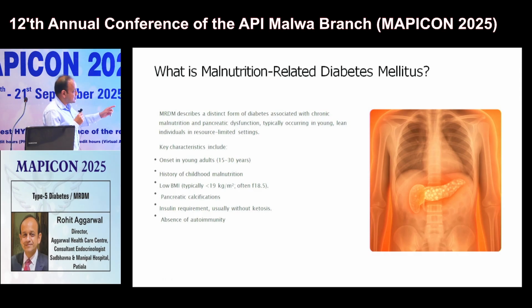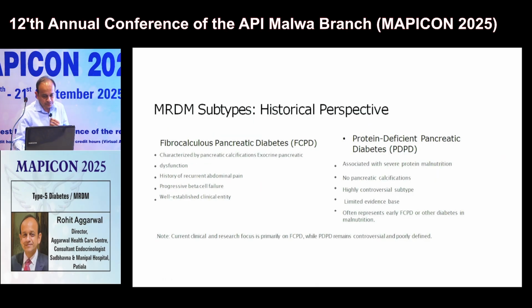Last but not the least is absence of autoimmunity. Autoimmunity means looking for antibodies like GAD65 antibodies, zinc transporter 8 antibodies, ICA or IA2. These are the antibodies we usually test when we suspect a patient might be type 1 or type 2, or when we are looking for LADA onset patients. Absence of these antibodies is again the hallmark of MRDM. Historically we divide it into two categories: fibrocalculous pancreatic diabetes and protein deficient diabetes mellitus.